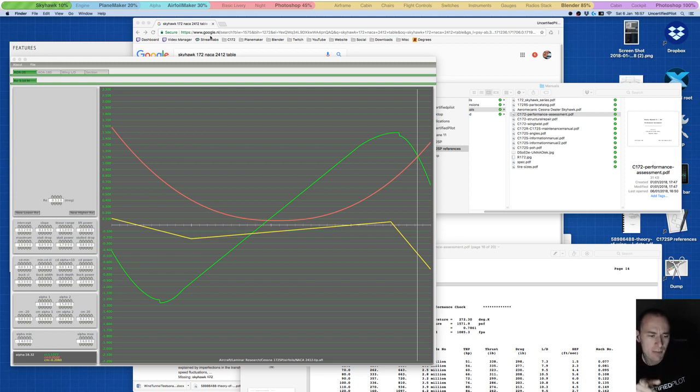And in PlaneMaker, there is stuff that we need to put in, drag coefficients and stuff of the fuselage and whatever. I guess that needs to be set first before we do those test flights and then mess around in AirfoilMaker. Am I right?